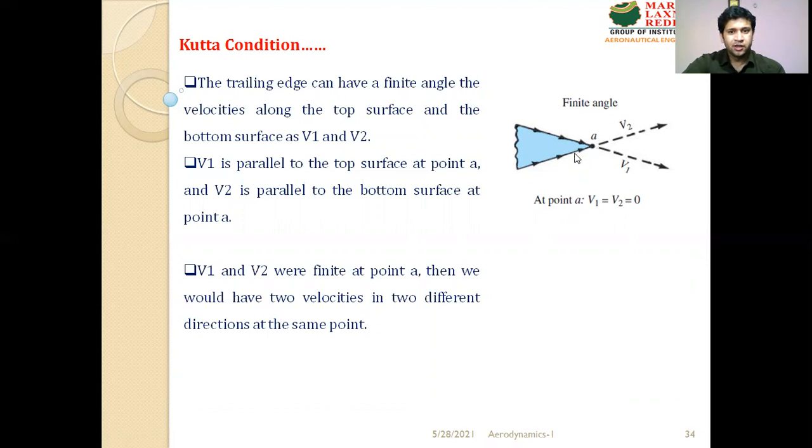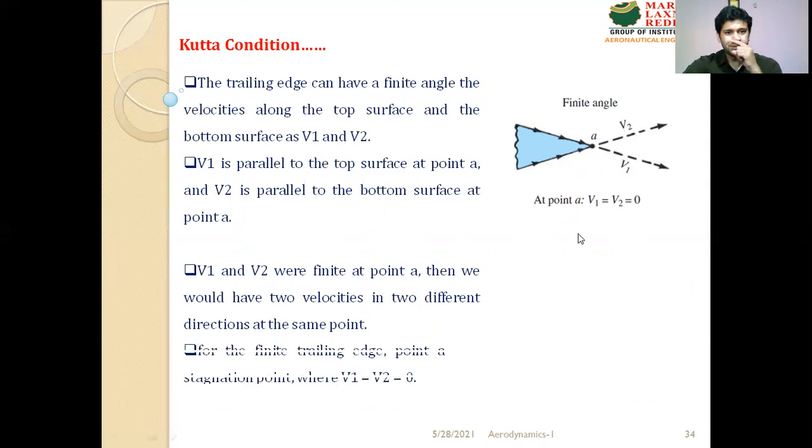At point A, these velocities will intersect each other and pass over it. Here, the velocities v1 and v2 are at a finite point where v1 is equal to v2, which is equal to 0 at point A. So this is a stagnation point where the velocity becomes 0. After this point is passed, it will again attain its own velocity. But at this point, the velocity is 0.